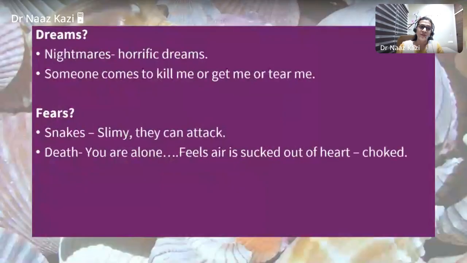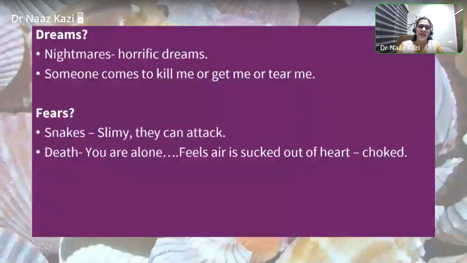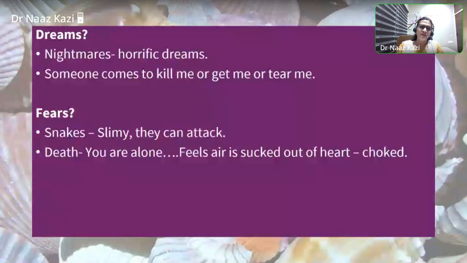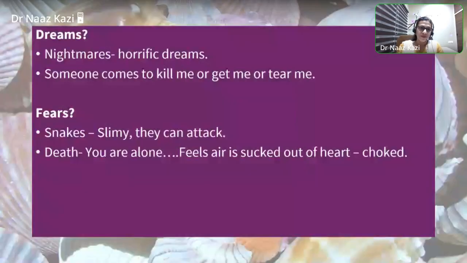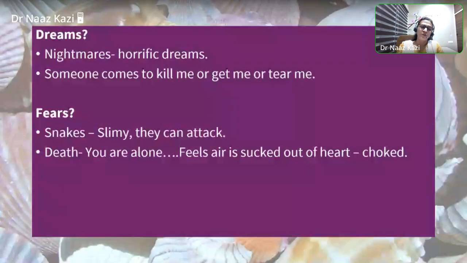We ask her the dreams. And when I ask her the dreams, she says, Doctor, I get lot many nightmares. They are horrific dreams. So I said, what happens in your dreams? And she says, it's like someone comes to kill me or get me or tear me. Okay. So I said, what are the fears that you have from childhood? And she says, I have fear of snakes. I said, what is the fear of the snakes? And she said, they can be slimy. They can attack you. And one more fear she had was of the death.